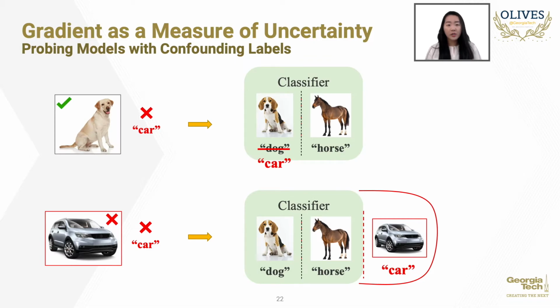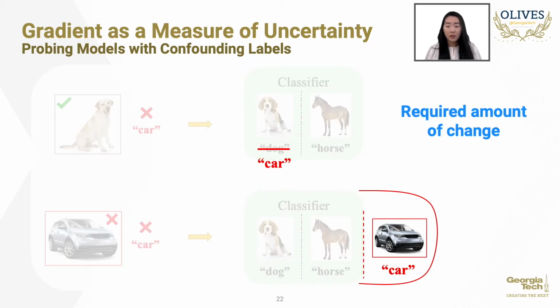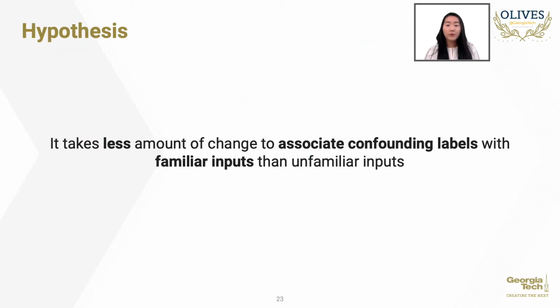So the idea here is that the amount of change required to associate a confounding label car with familiar inputs would be smaller than with unfamiliar inputs. Confounding labels provide a way to probe the feasibility of a model in an unsupervised fashion. Just to reiterate before introducing our framework, the hypothesis here is that it takes less amount of change to associate confounding labels with familiar inputs than unfamiliar inputs.